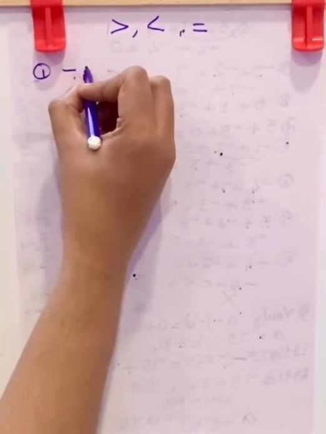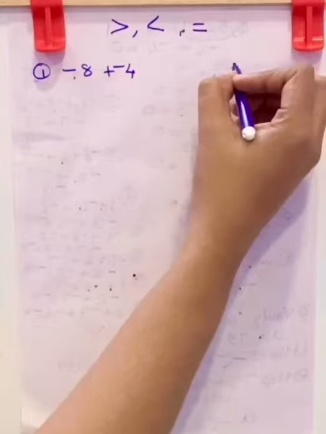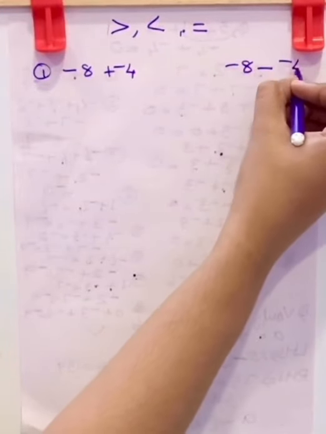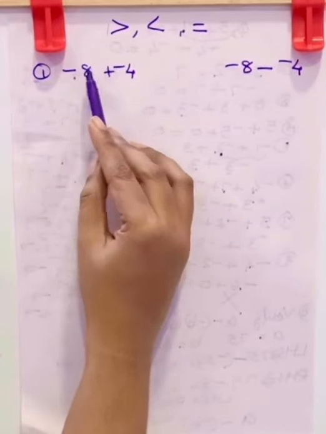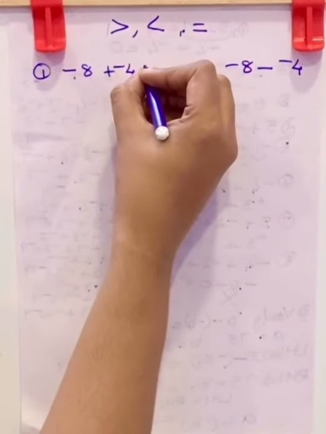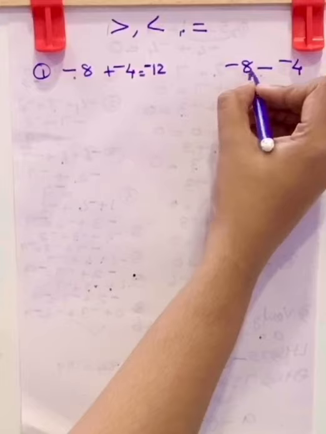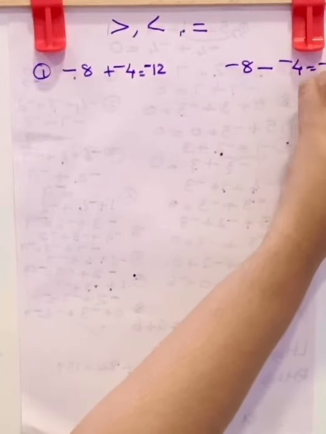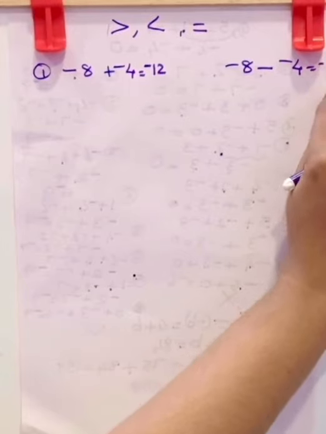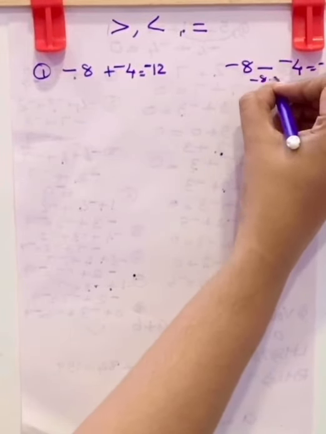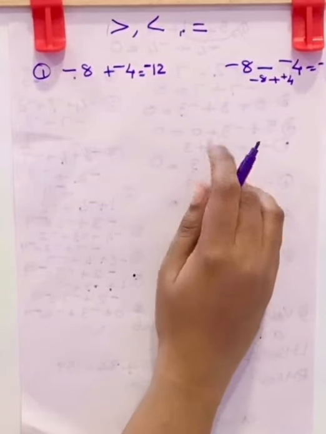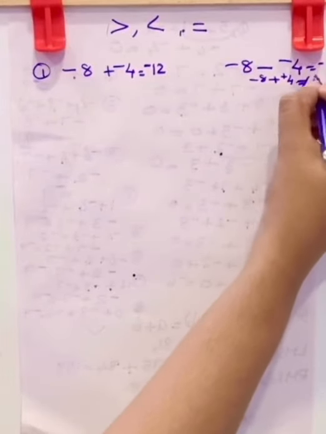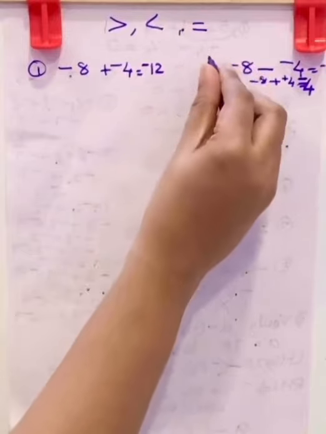First question is minus 8 plus minus 4, and this side it is minus 8 minus minus 4. How will you do this? Minus 8 plus minus 4, both are negative, so the answer is negative 12. Now minus 8 minus minus 4, it becomes minus 8 plus, it becomes minus 8 plus plus 4. Now this is one negative and this is one positive. So subtract and put the sign of greater number, that is negative.